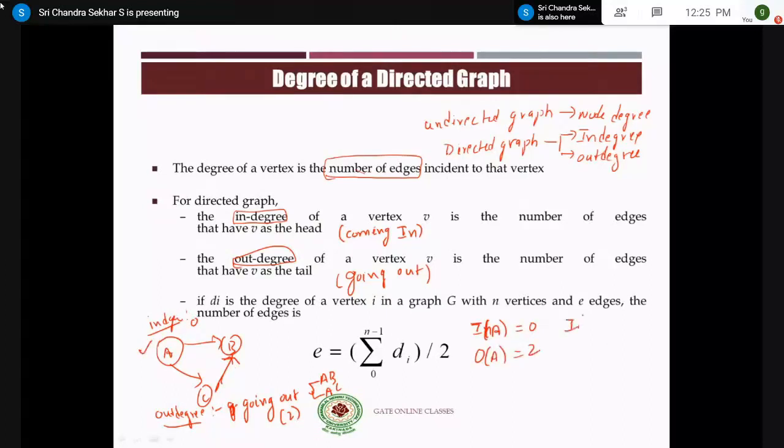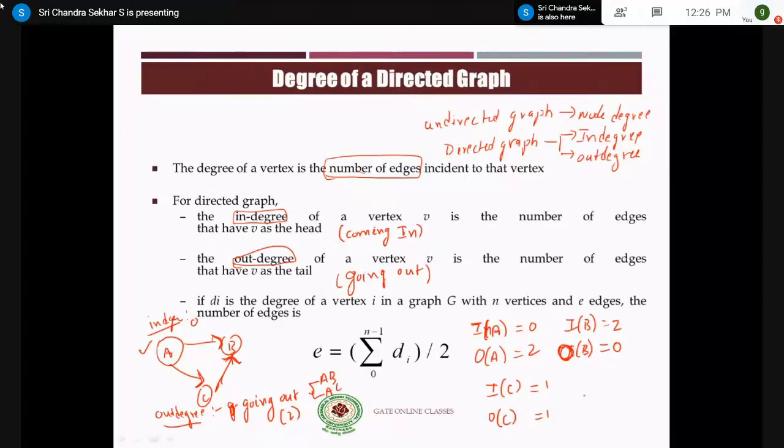Similarly, in degree of B: if you observe this B, we have 2 edges coming inside. That means an arrow is present towards B. Therefore the in degree is 2, and there are no edges that are going out from B. Therefore the out degree of B is 0. Similarly, if you consider the in degree of C, you can observe that there is only one edge coming into C. Therefore in degree of C is 1, and for out degree of C, there is one edge going from C to B, that is 1, right?